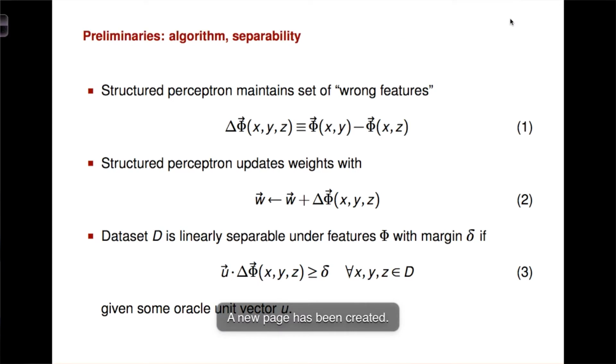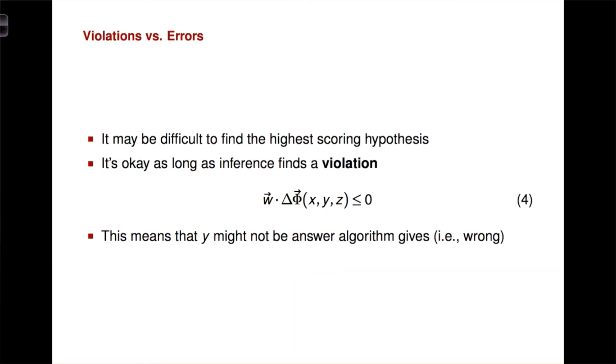Thus far, we've been assuming that when we're searching for our output for an answer z, it's going to be the highest scoring hypothesis. And it actually turns out that we don't have to find the best possible score of a sentence. We just need to find some answer that's a violation. And so that's a technical term.